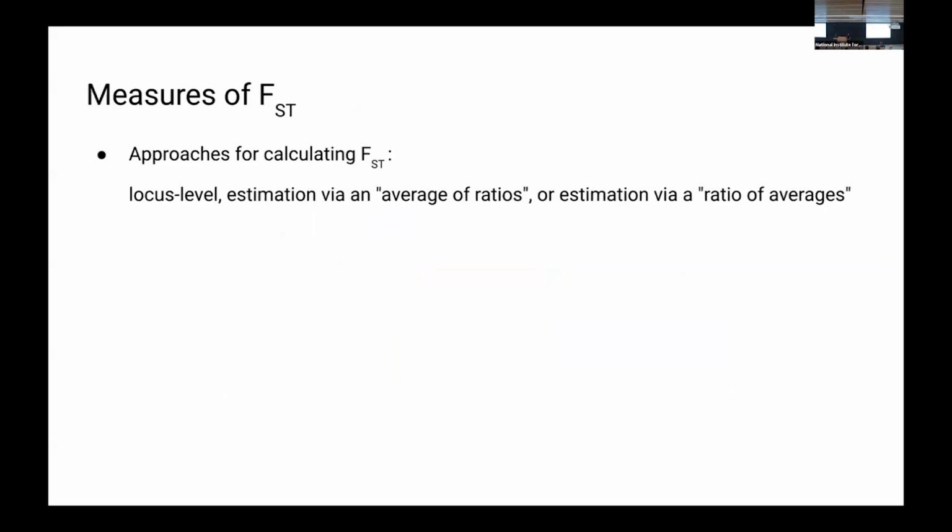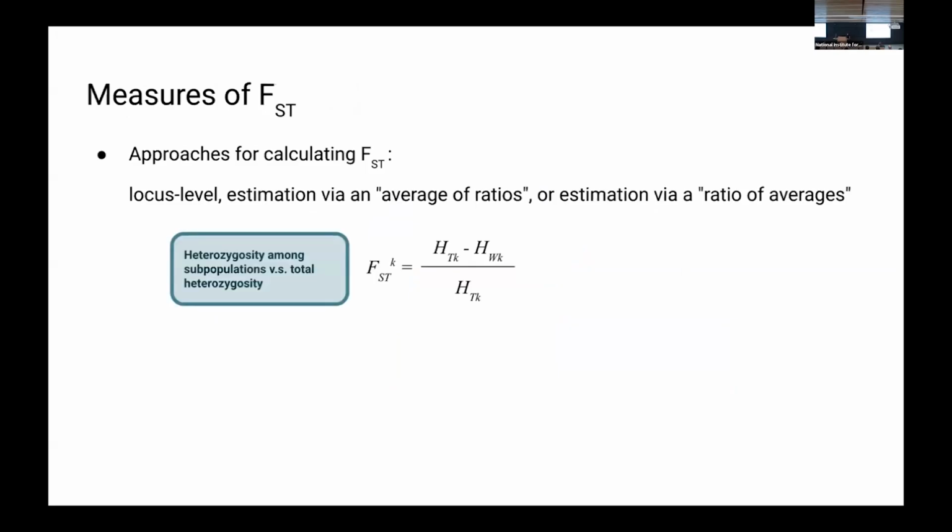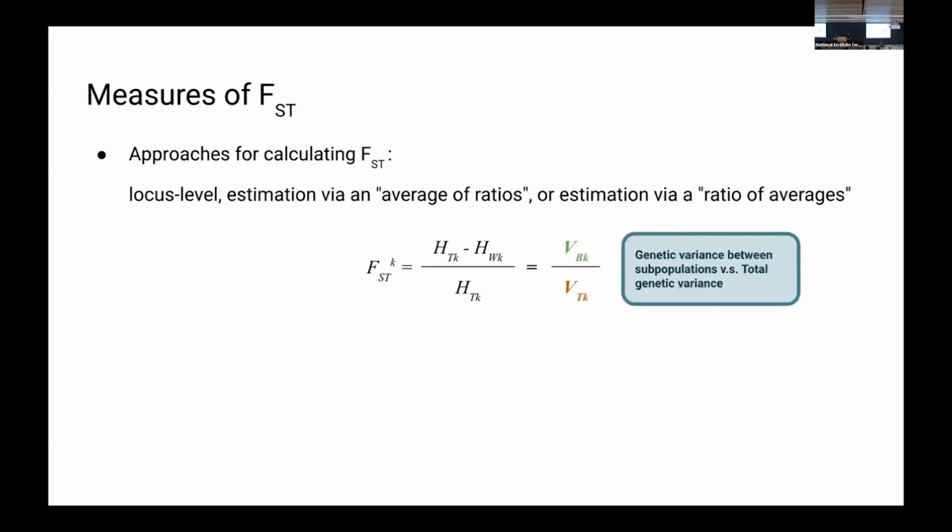This framework has some ambiguity though, because there are different measures of FST. Which one should we use? A very intuitive way that people often use is the locus-level FST. Here we show how we express the locus-level FST of locus k. That is the heterozygosity among subpopulations versus the total heterozygosity. We can also notate it as VBk over VTk, that is, the ratio of genetic variance between subpopulations to total genetic variance.